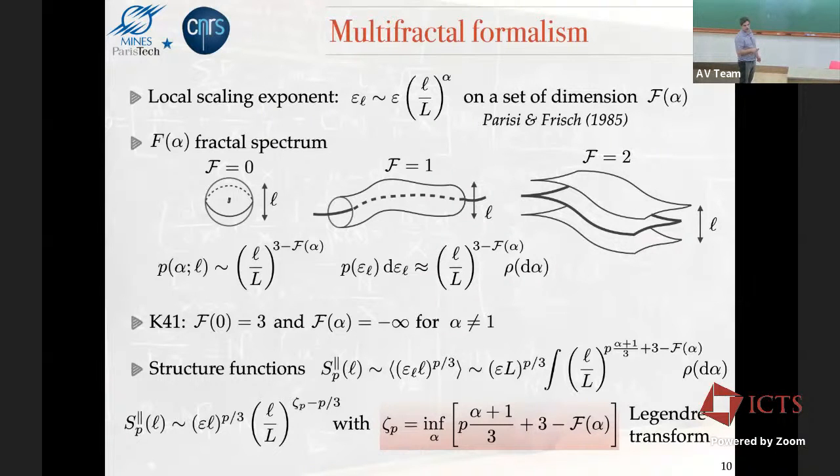So zeta 3 is equal to 1/3. No, this is giving you some constraint on f. I will come to that. Okay, so it's just a way to represent statistics, something a bit more complicated than the scaling form.